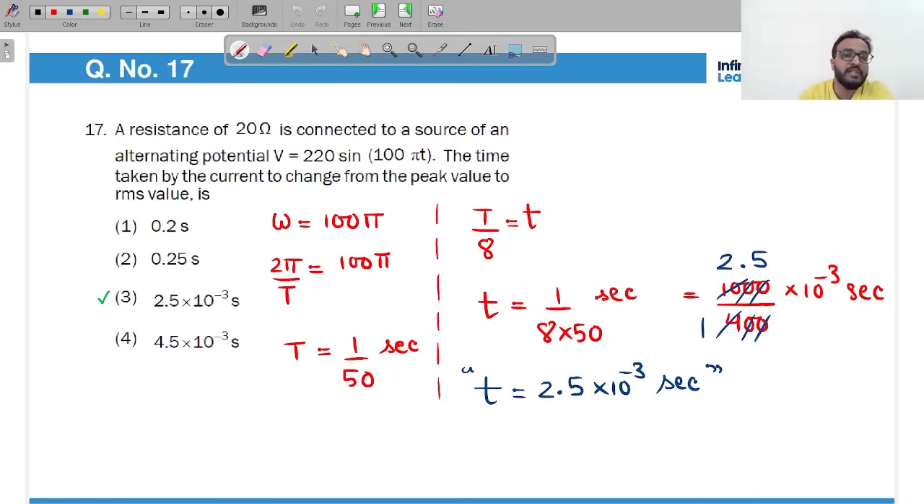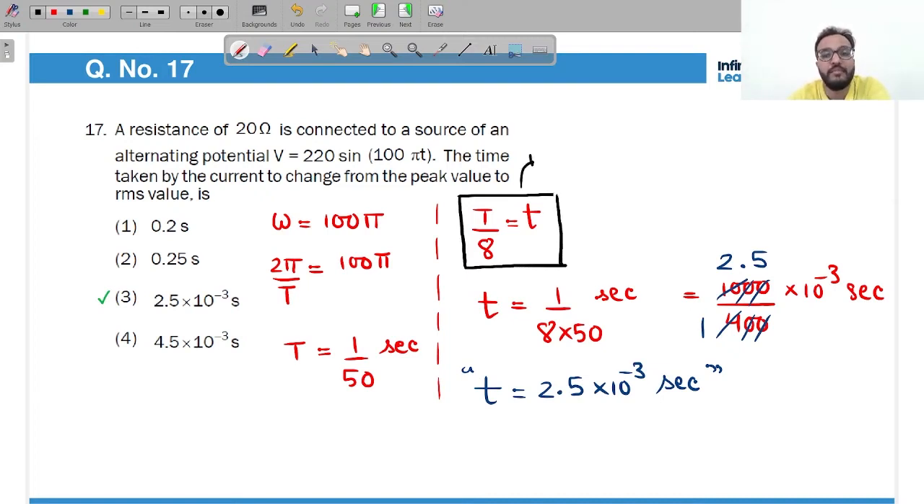Question number 17. A resistance of 20 ohm is connected to a source of an alternating potential. Okay. The time taken by the current to change from peak value to RMS. Remember this thing. The time taken to change from peak value to RMS value is always 1/8 of the time period.